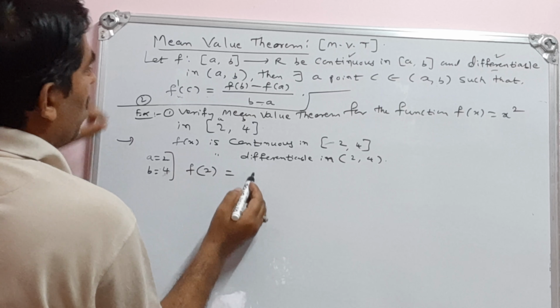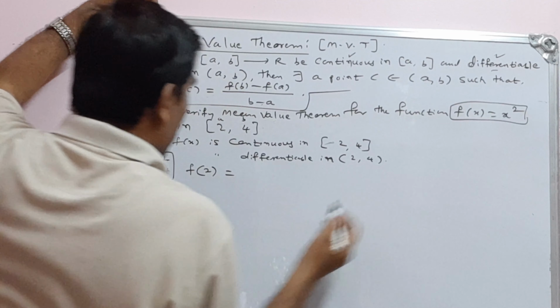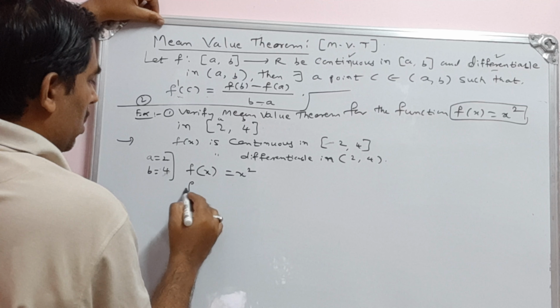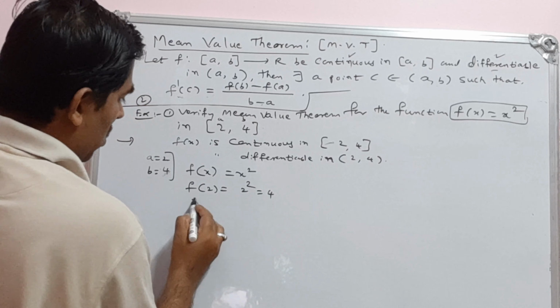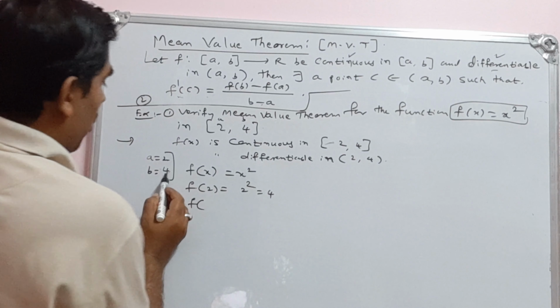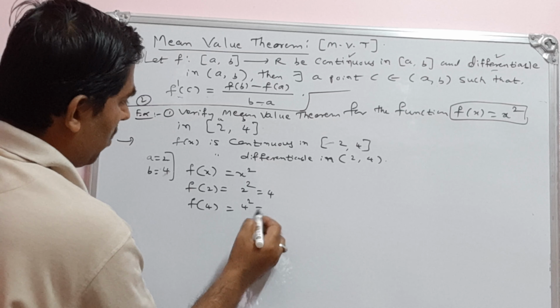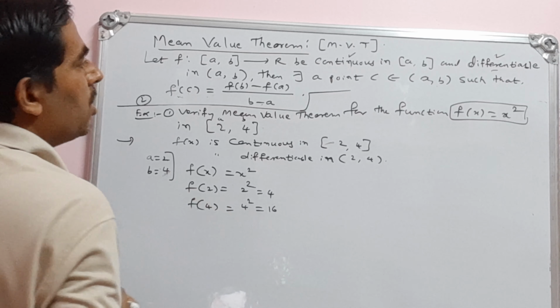Where is the given function? The given function is here. F of x is equal to x square. So f of 2, substitute 2 here, that is 4. Then f of b, that is f of 4. Substitute 4, 4 square is equal to 16. So f of 2 is 4, f of 4 is 16.